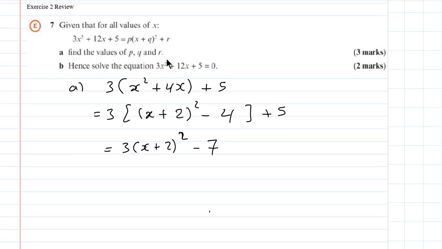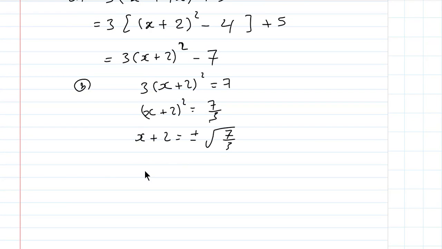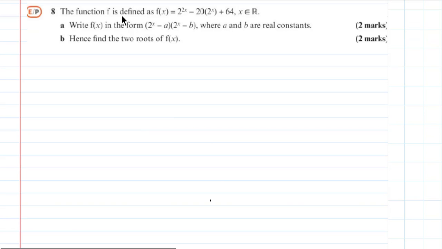B, hence solve the equation. Okay, to solve the equation, I can put it equal to 0 and move negative 7 to the other side. So it will be 3 times (x plus 2) all squared equals 7. Then dividing by 3, it will be (x plus 2) all squared equals 7 over 3. Taking the square root, finally we can say x equals negative 2 plus or minus the square root of 7 over 3.